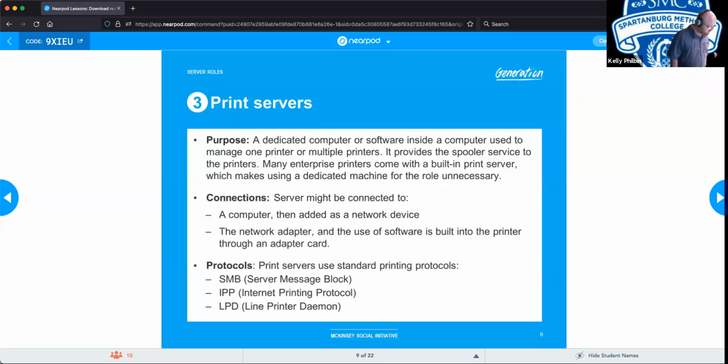And then you have higher-end enterprise printers, which will actually have the circuit board and printer spooler or network print server information already built into them. And all you have to do is hook it up to the network, and then you can get everybody hooked up to it at that point.